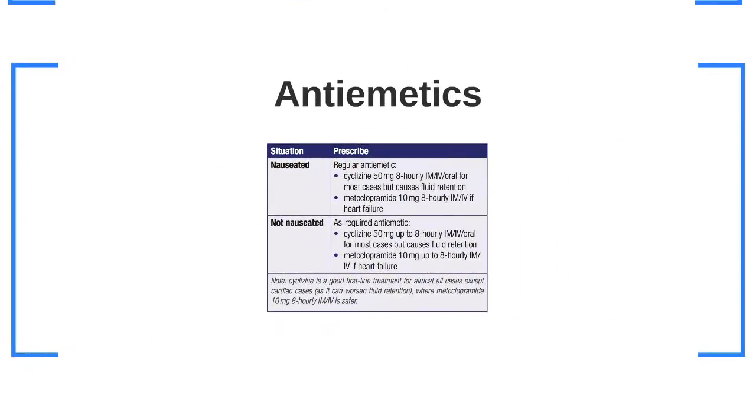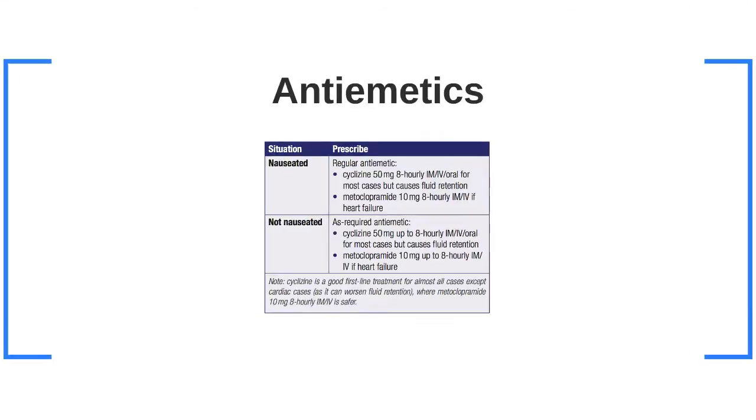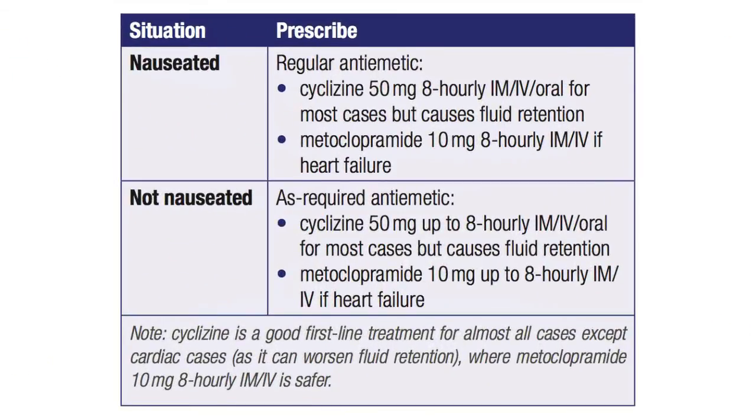Next is E. E stands for antiemetics, and you should consider these for two groups of patients, nauseated and non-nauseated. In nauseated patients, consider prescribing a regular antiemetic such as cyclizine or metoclopramide. In non-nauseated patients, you should be mindful that they may become nauseated and therefore prescribe similar antiemetics on the PRN or as required section of the drug chart. A common mistake is to prescribe cyclizine in fluid retention caused by heart failure. This should be avoided as it will worsen the retention.